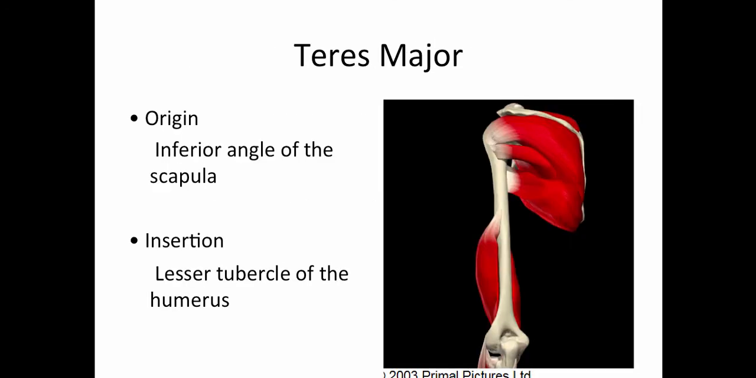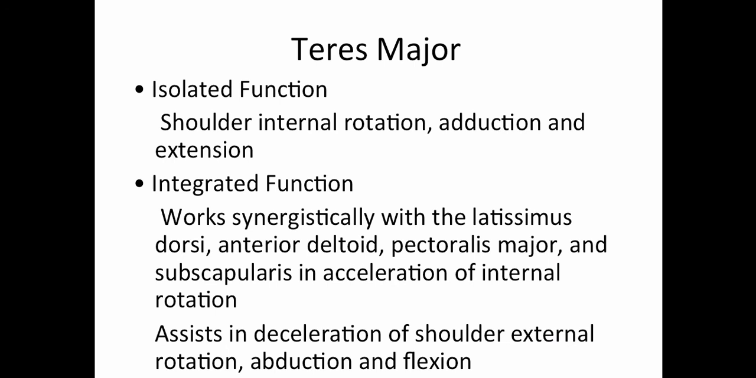Teres major originates in the inferior angle of the scapula and inserts in the lesser tubercle of the humerus. The isolated function of teres major is shoulder internal rotation, adduction, and extension. The integrated function is that it works synergistically with the latissimus dorsi, anterior deltoid, pec major, and subscapularis in acceleration of internal rotation. It assists in deceleration of shoulder rotation, abduction, and flexion.